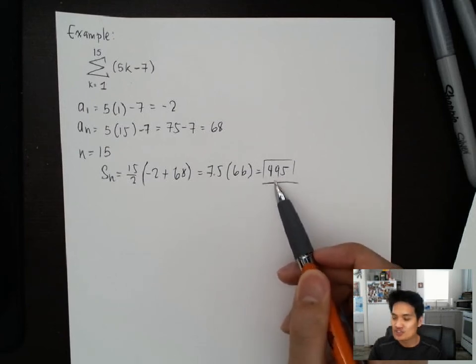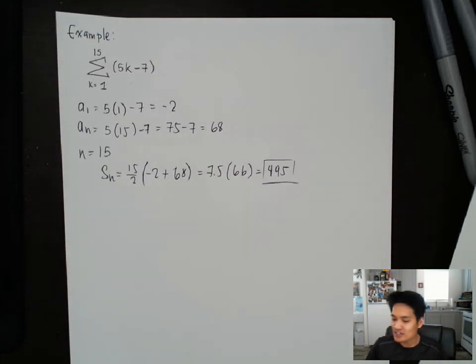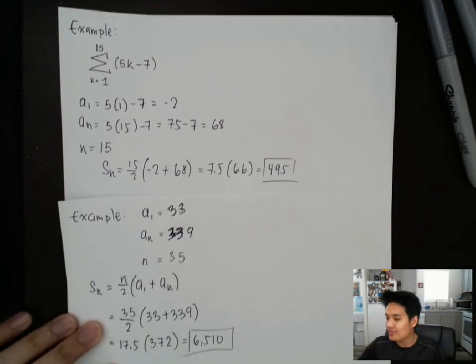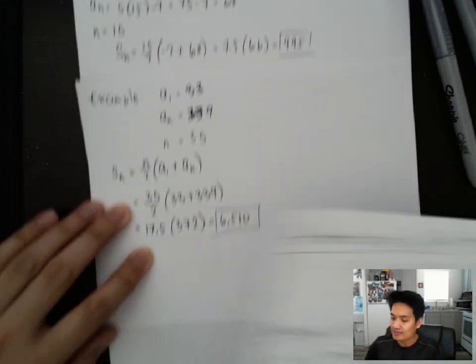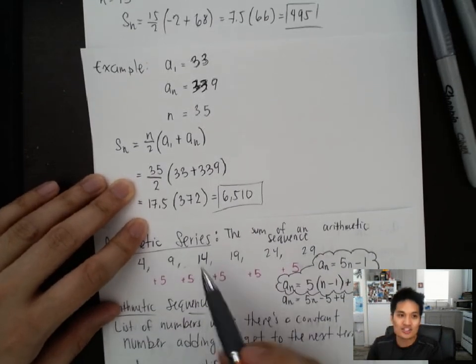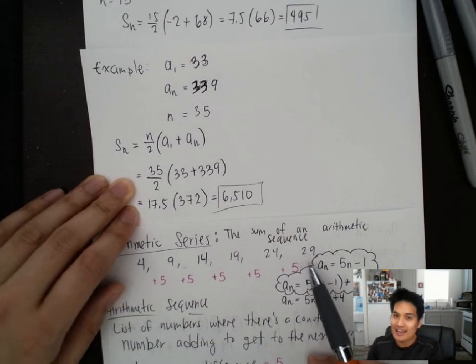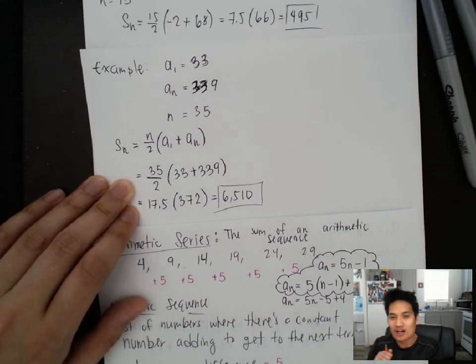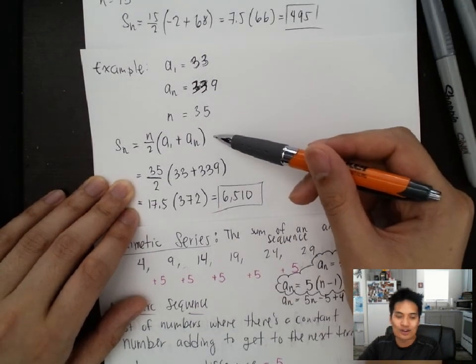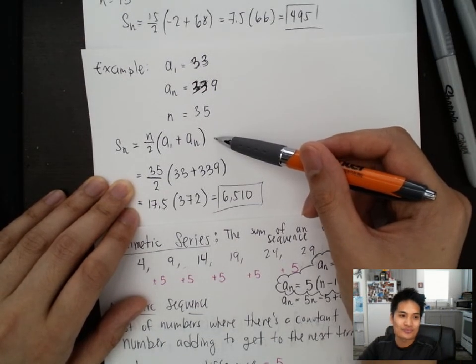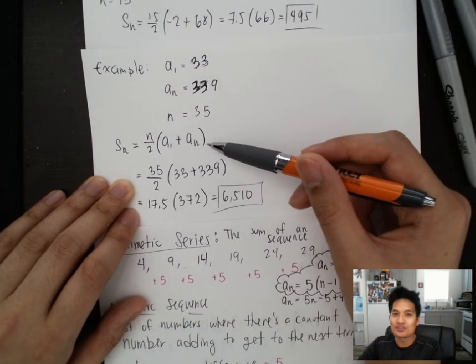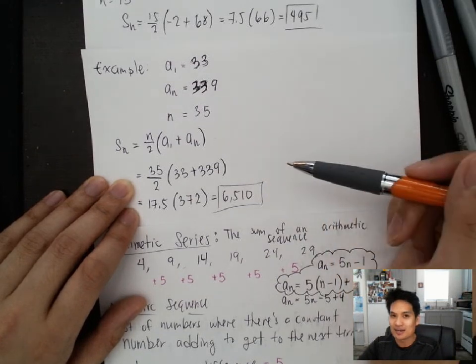Right. So that right there is essentially an overview of what arithmetic series is. It's just if you have a number of terms in a sequence, add them together, that is what we call the arithmetic series. And this is the equation that we use to define or to evaluate the arithmetic series.